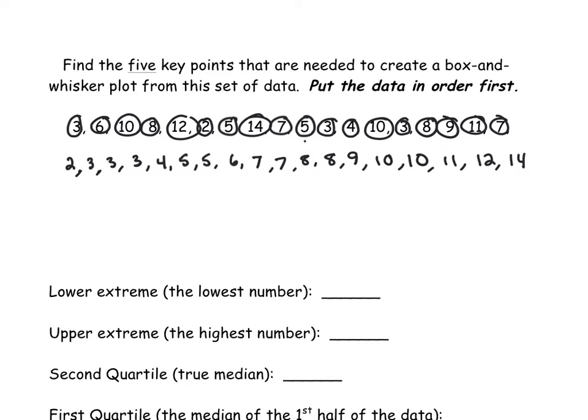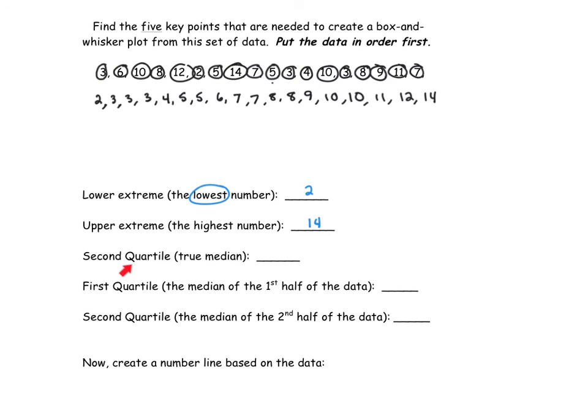We're going to look for the lower extreme and the upper extreme. The lower extreme is the lowest number, so the lowest number is 2. The upper extreme is the highest number, so the highest number is 14. The second quartile is the true median and the median of all the data. So I'm going to start by crossing off 1 from the front, 1 from the back, 2 front, 2 back, etc. So we're going to continue to do this.